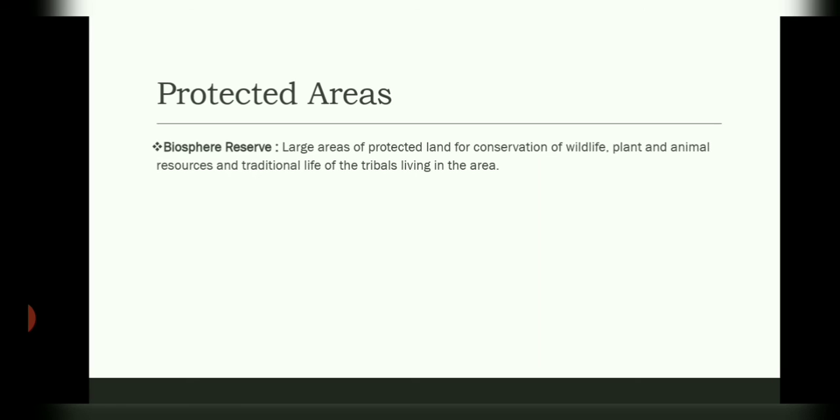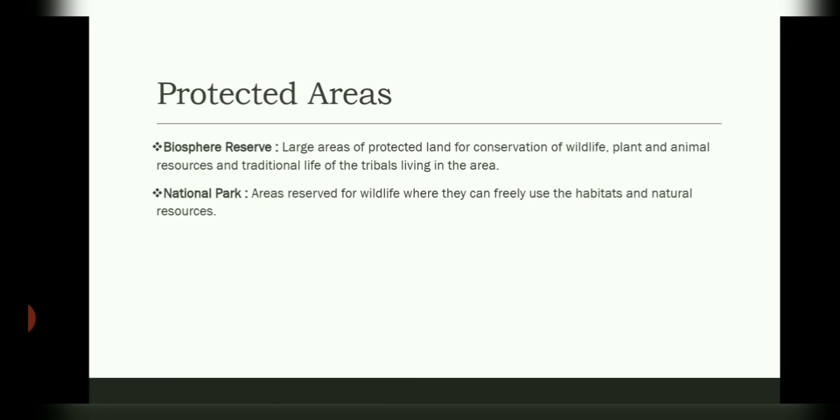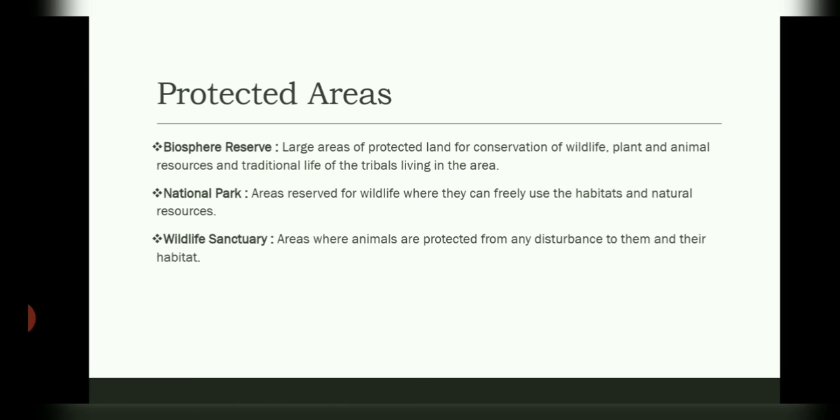Protected areas. Biosphere reserve: large areas of protected land for conservation of wildlife, plant and animal resources, and traditional life of the tribals living in the area. National park: areas reserved for wildlife where they can freely use the habitats and natural resources. Wildlife sanctuary: areas where animals are protected from any disturbance to them and their habitat.